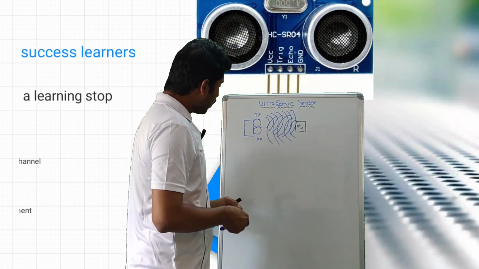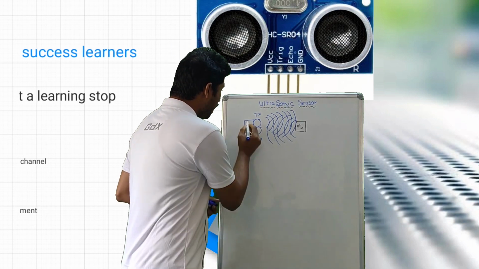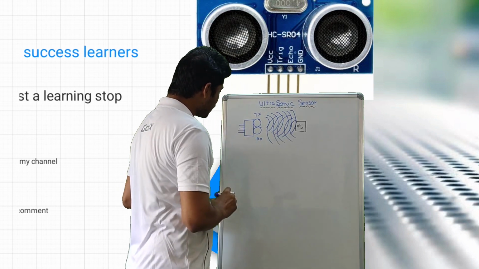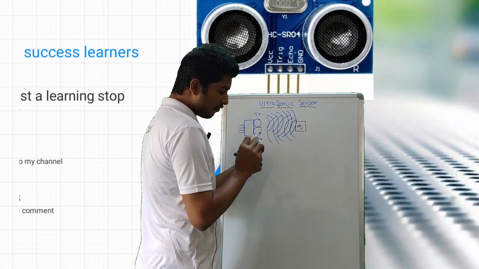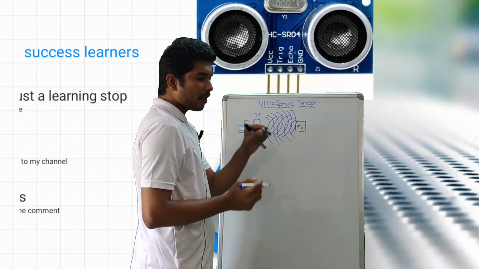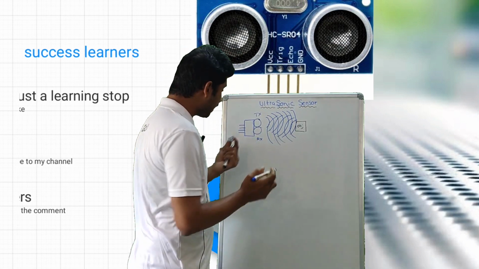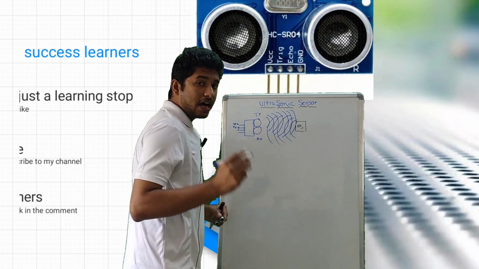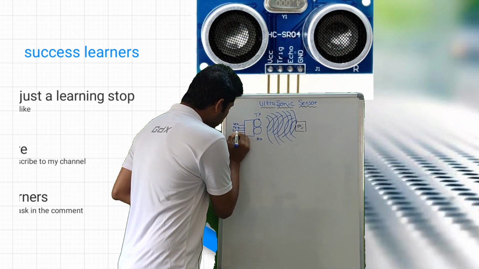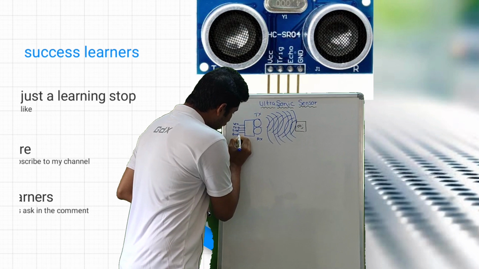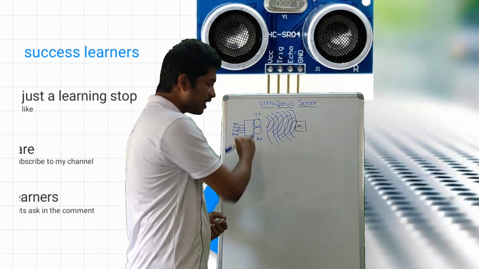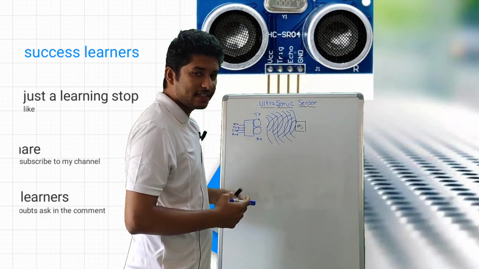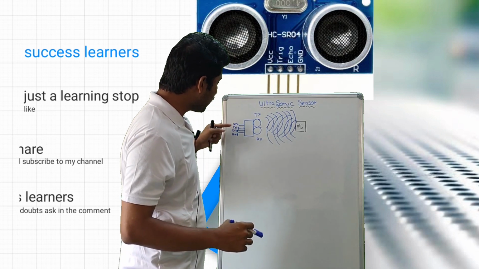There are 4 pins for this ultrasonic sensor: first, second, third and fourth. The first one is VCC. You can see in the screen, this is the ultrasonic sensor. The first one is VCC, the second one is the trigger pin, the third one is the echo pin, and the fourth one is ground. The first and fourth, VCC and ground, are used to supply power to the ultrasonic sensor. And the second pin is the trigger pin.